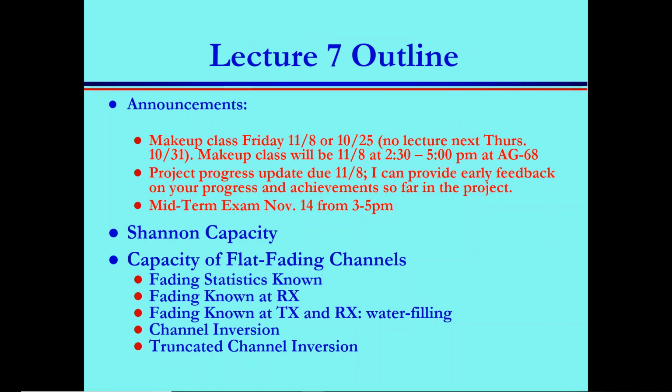So this is what we'll be studying for different types of channel. Basically we'll study Shannon capacity, then understand and derive the capacity of flat fading channels when the fading statistics are known, when the fading is known at the receiver, and when fading is known at both the transmitter and receiver, and we explain the mechanism that can achieve the capacity in this situation by using water filling and channel inversion. Then we study truncated channel inversion as well.